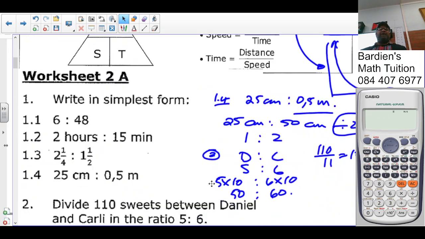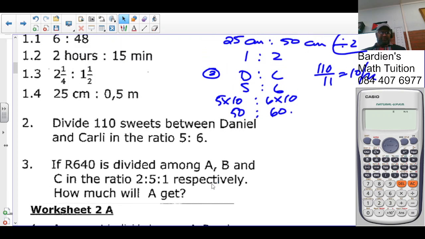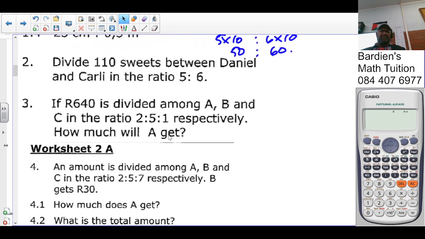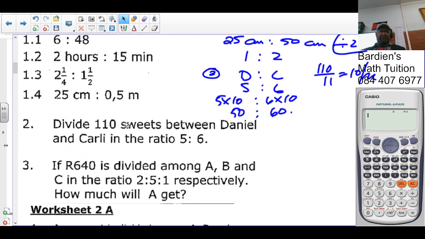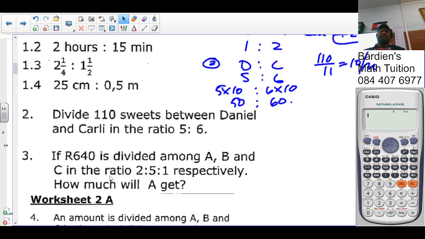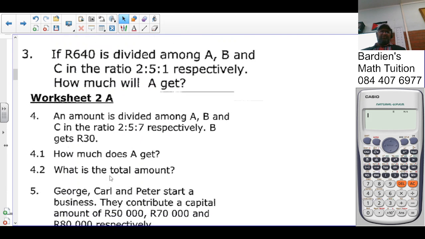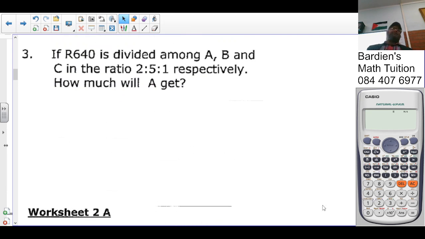So for homework you guys had number, did we do number 3 yesterday? Did we do 2? Yes, 3? And we did 4 and 5. Let's do 3, 4 and 5, okay. So this is on worksheet 2A, number 3.